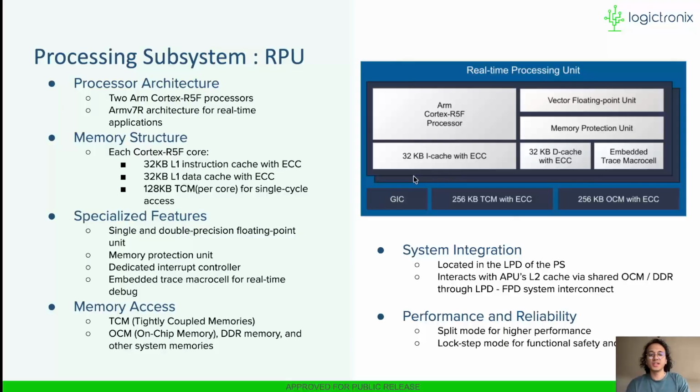RPU is located in the low power domain, and it can interact with the APU's L2 cache via either OCM or DDR memory. RPU has two modes, split mode and lockstep mode. Split mode can be used for high performance, in which each core acts independently, and in the lockstep mode both processors check each other's outputs, and this is utilized for functional safety and reliability.